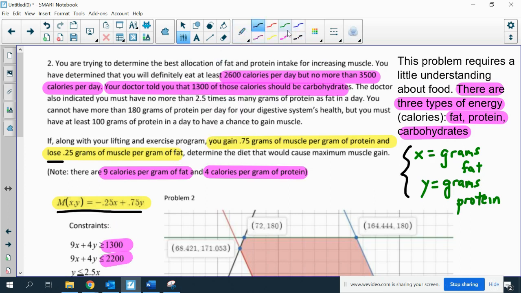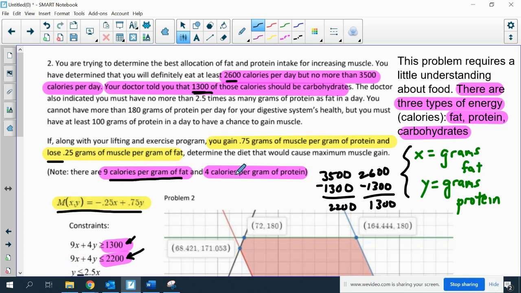So what we would do is we would take 3,500 minus the amount that should be for carbohydrates, and your max is 2,200 calories. Then you have 2,600 and subtract 1,300, and that gets you the 1,300 minimum for calories. So you have 9x plus 4y representing the calories per gram of fat and calories per gram of protein. That's where these two equations come from. That's probably the hardest one.